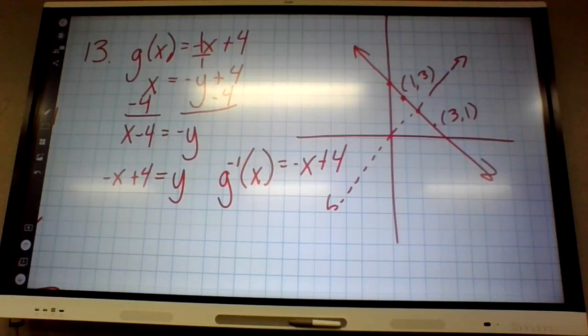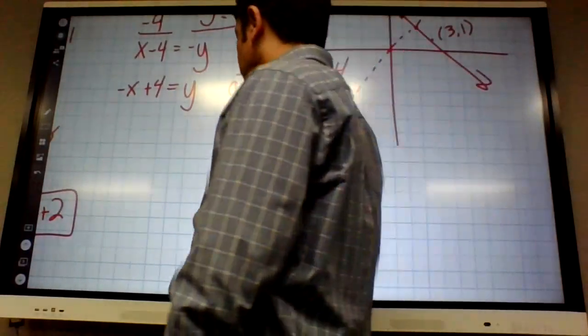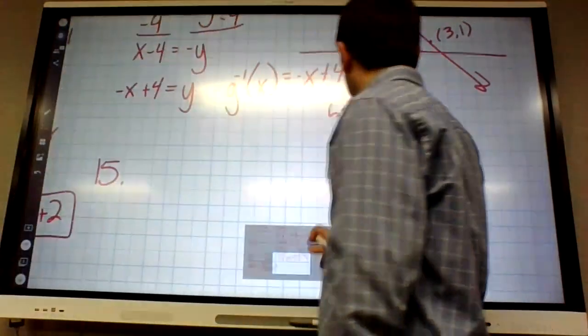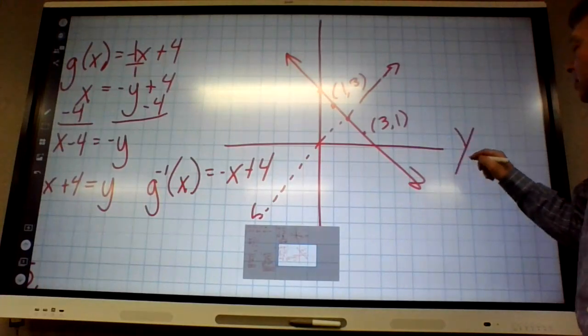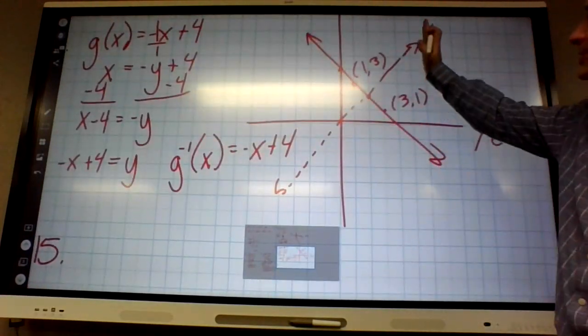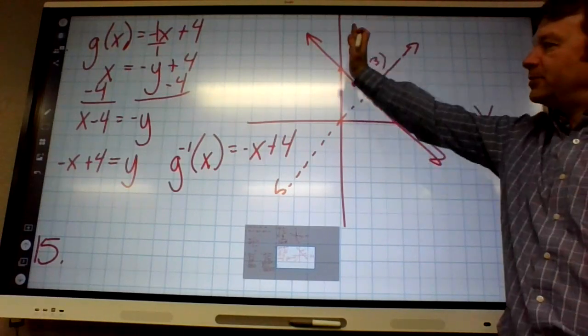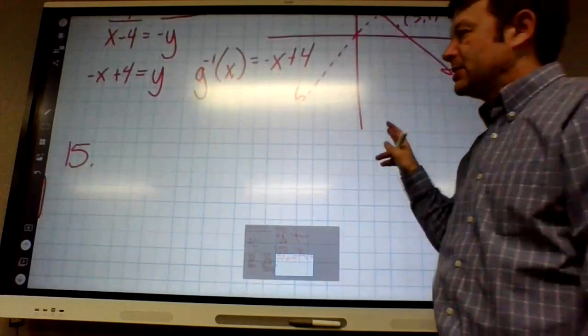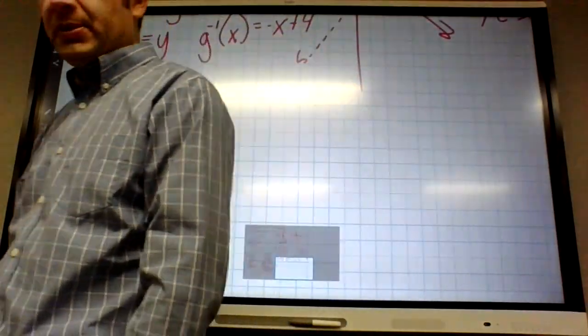Is it a function? Yes. It's a function because it passes the vertical line test. If I draw any vertical line, it only hits the line once. So it passes. It is a function.